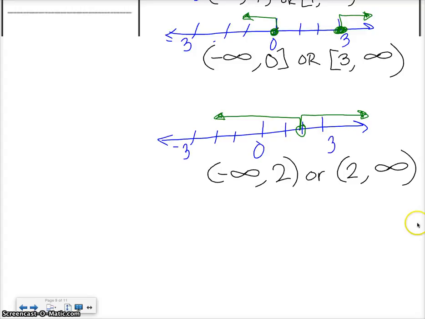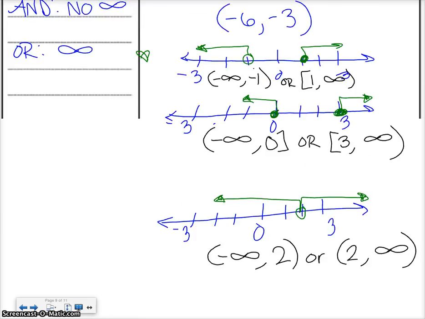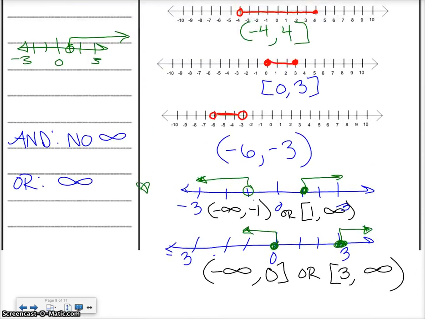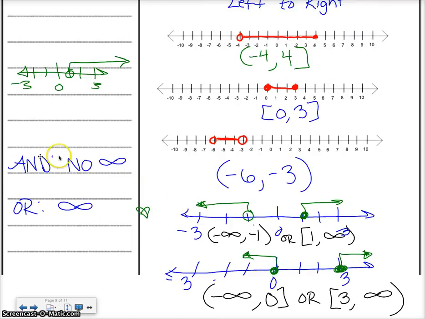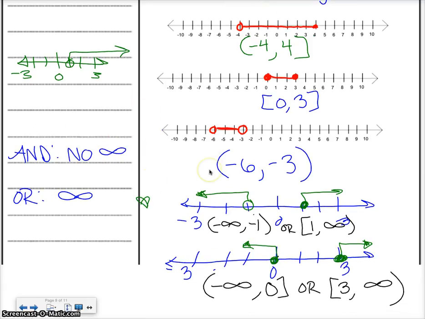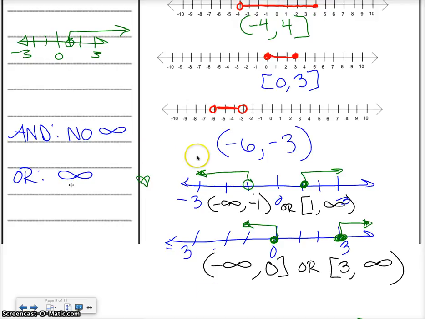So, just to summarize here, and I wrote it on the left, and it will be helpful for you with your homework today. If you have an and graph, which means you're smushed in between, there's no infinity symbol. If you have an or graph, that's like our bottom 3 there, where they're separated and the arrow goes on for infinity, that's when you're actually going to use your infinity symbol. And you need to remember that you go left to right. You always ask, where do I start? Where do I go to from left to right?